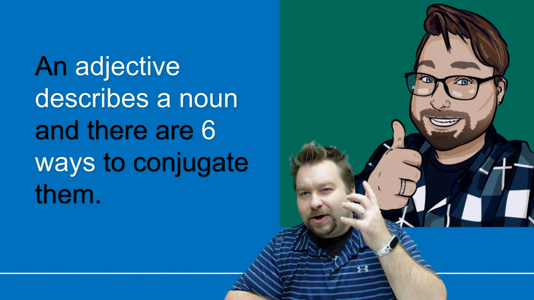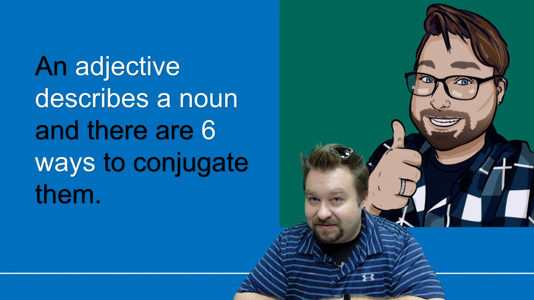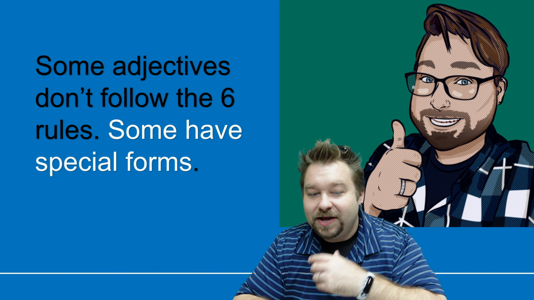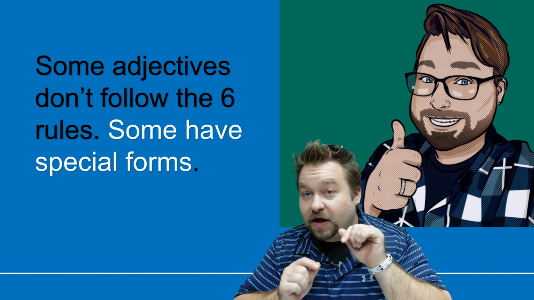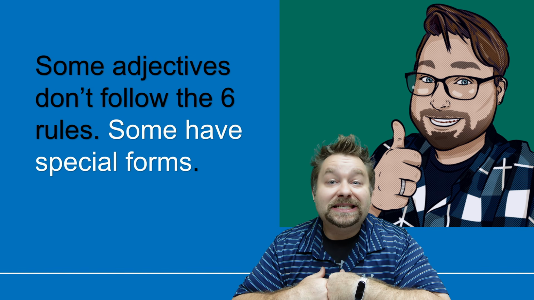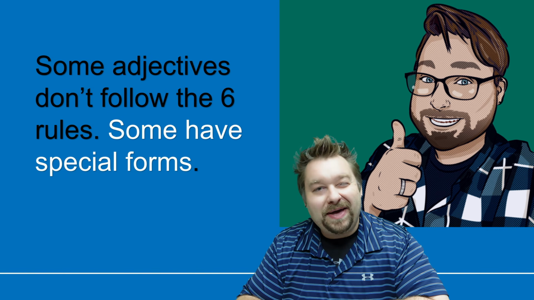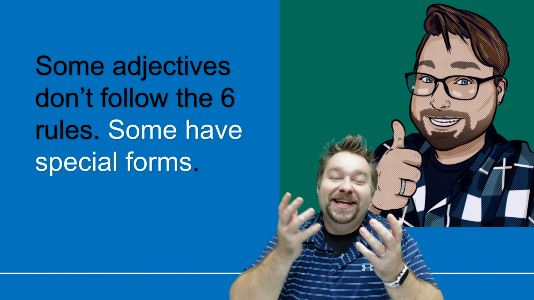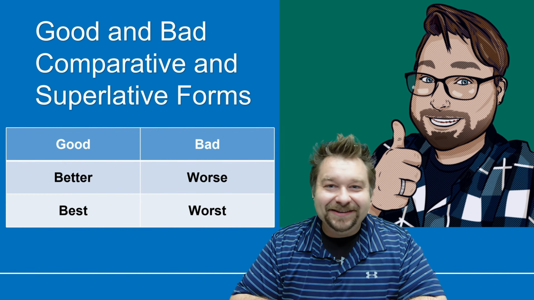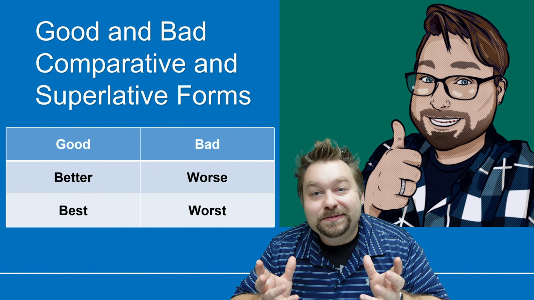Now an adjective describes a noun and there are 6 ways to conjugate them. But some adjectives don't follow those 6 rules, right? Some have special forms. It's not bad, really. It's good and bad. Good and bad have these special forms.